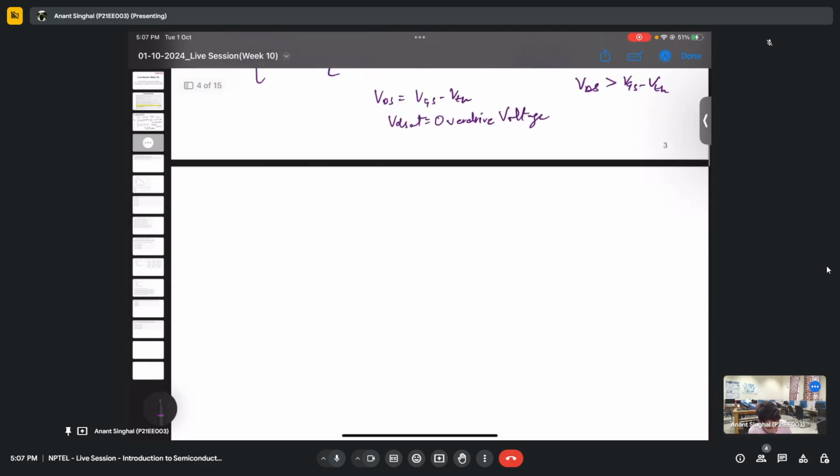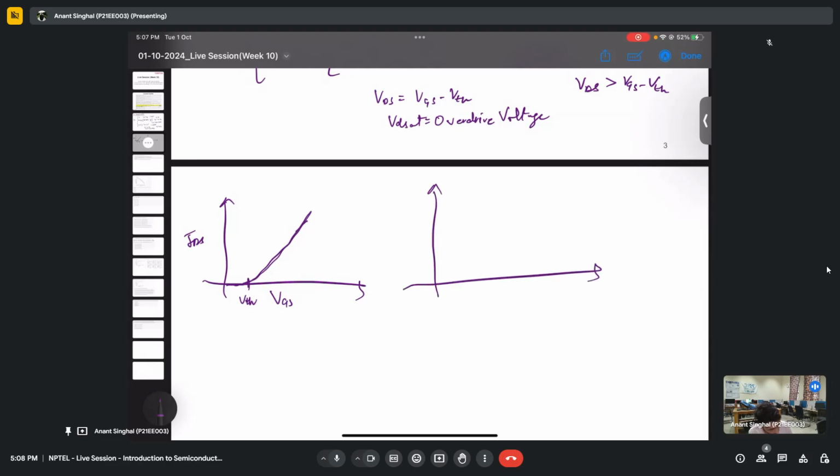We do know now that if I ask you to make the ID versus VGS curve, below threshold there is almost zero current, and once we reach the threshold voltage, we have something like this. And if I talk about the IDS versus VDS plot, which is easier to understand, before the VDSAT voltage we have something linear and then it saturates. I'm making this for an ideal MOSFET.